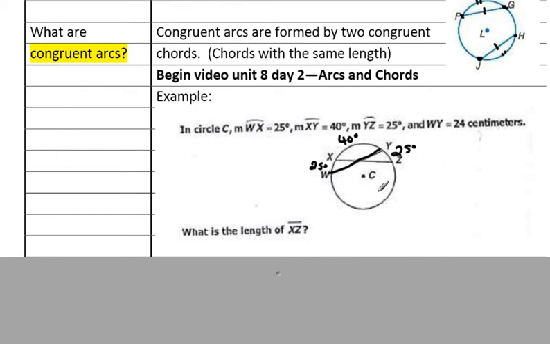Well, if we kind of separate this circle out, you see that this arc, let's use a highlighter instead, this arc is 25 plus 40 degrees, so 65 degrees. And you'll see that this arc is also 65 degrees. So since the two arcs are congruent, then we can say that the two chords are congruent. So if they told us that WY from here to here is 24 centimeters, then that would mean that XZ is also 24 centimeters because the two arcs are congruent.